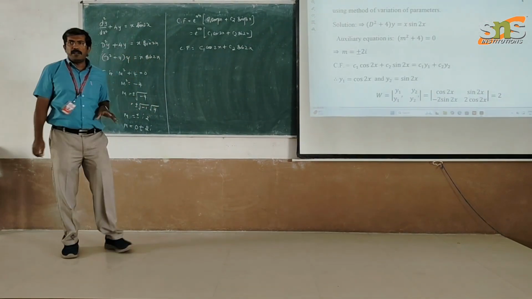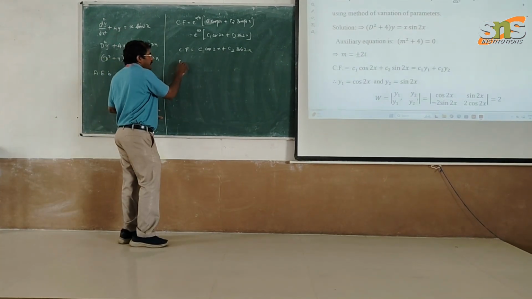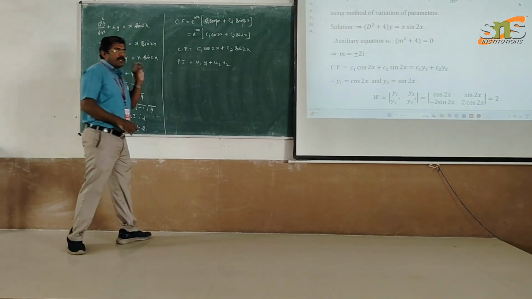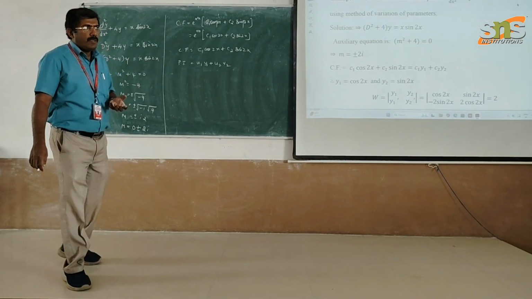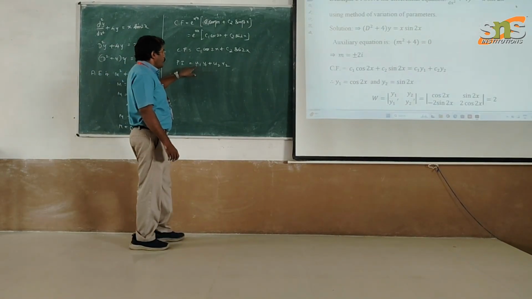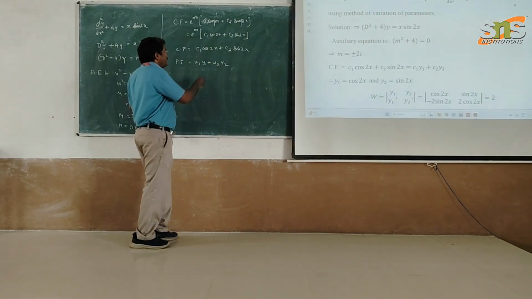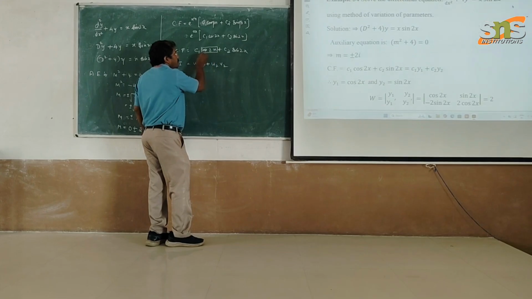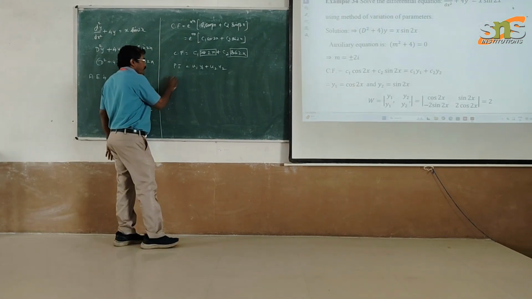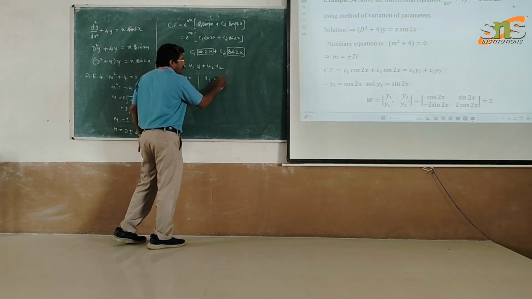Once we have found the complementary function, we can go for the particular integral. You know the particular integral formula is PI is equal to u1 y1 plus u2 y2. This is the general form for the method of variation of parameters. Here you have u1 y1, u2 y2. From where do we get y1 and y2? We get them from the CF. The coefficient of c1 is your y1, the coefficient of c2 is your y2. So your y1 is cos 2x, your y2 is sin 2x.